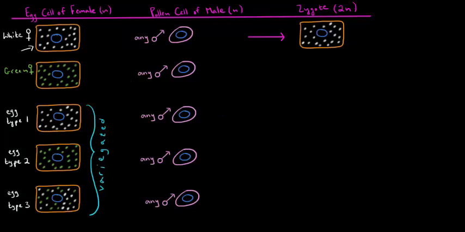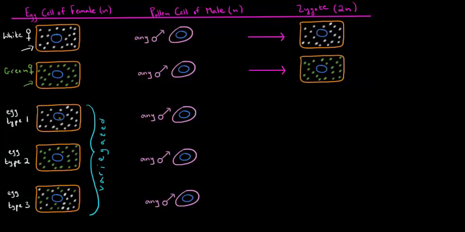Let's look at our second row. We have this egg cell that came from a branch that had only green leaves. And again, no matter what we cross it with, no matter where the pollen cell came from, a white leaf, a variegated leaf, or a green leaf, we always get the same result. We get a plant that has only green leaves.